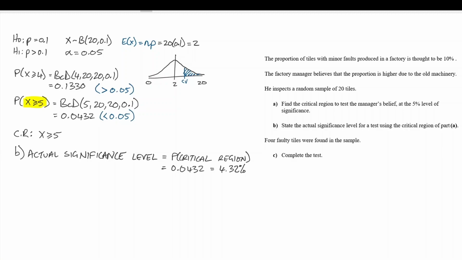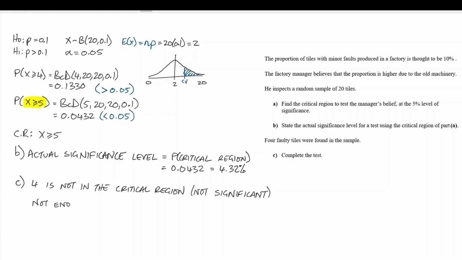As we move on to part C, we're told that 4 of these 20 tiles were found faulty in the sample, and we're asked to complete the test. So basically to give our conclusion. Well, the critical region is the region where we would reject H0. 4 is not in the critical region, so we are not going to reject H0. We do not have a significant result.